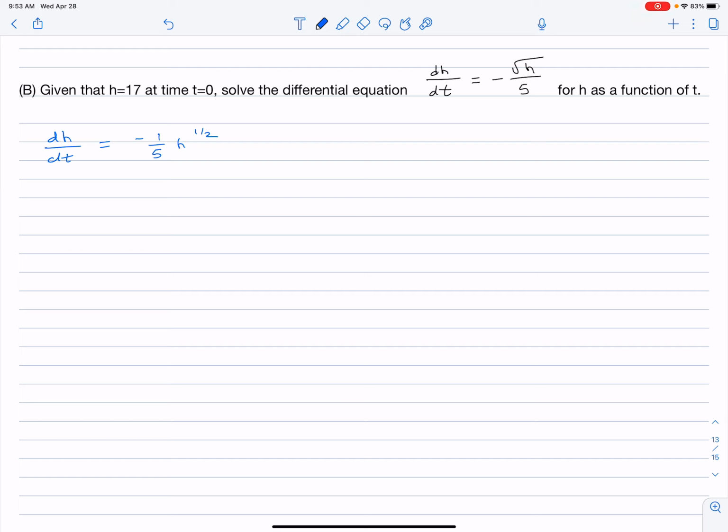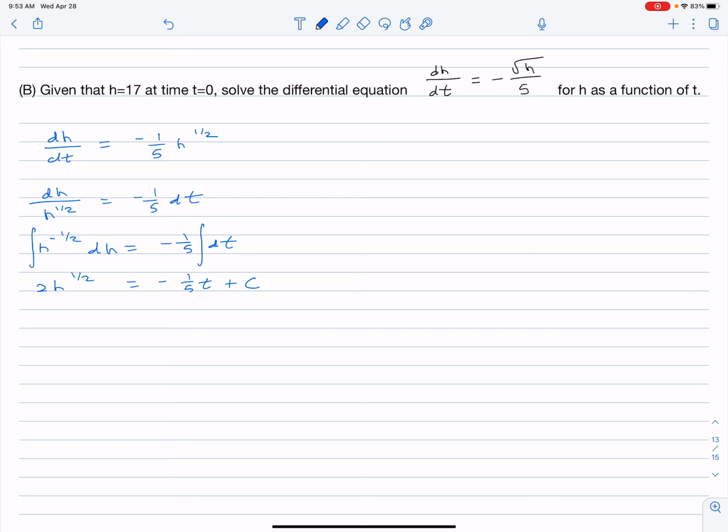So we're going to use separation of variables here again. So I'm going to say dh. I'm going to divide both sides, get the h's on one side and the t's on the other. Let's make sure that does look good. So this is going to become h to the negative 1/2 dh equals negative 1/5 dt. So let's go and integrate our stuff. We're going to get 2h to the 1/2 on the left and negative 1/5 t plus some c on the right.